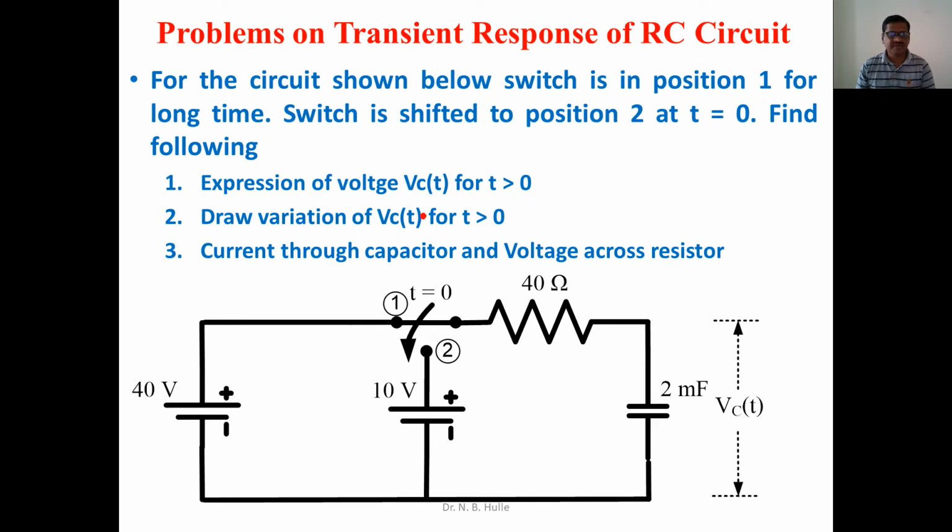than 0. Then the variation of Vc of t with respect to time. And the last point is the current flowing through the capacitor and the voltage across the resistor. Here we will decode this statement.